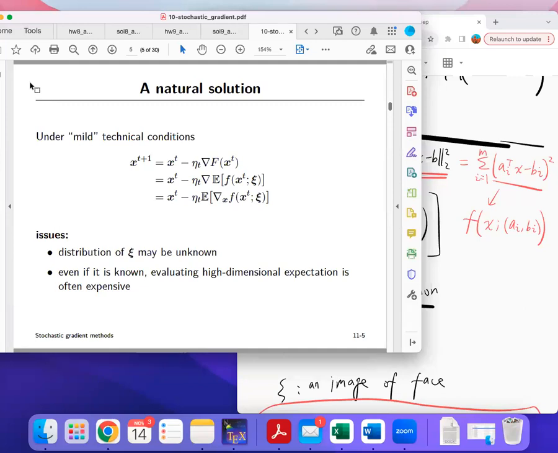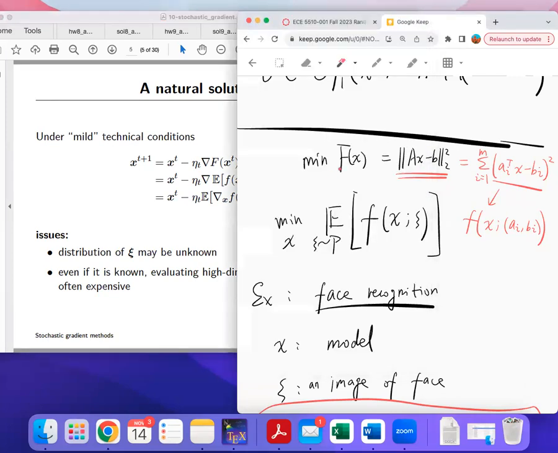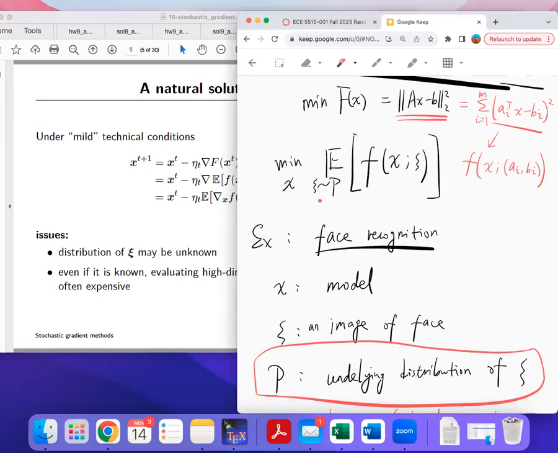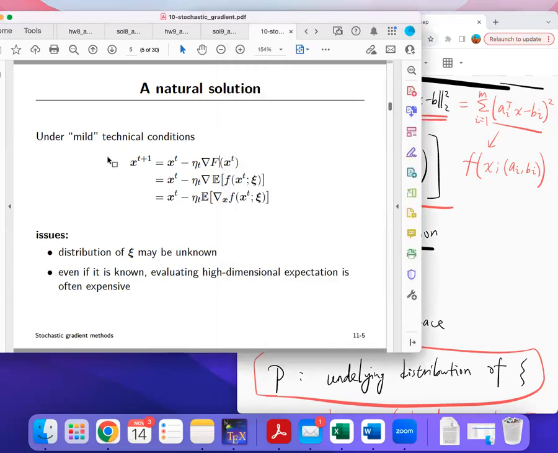Now, a very simple solution is gradient descent. Right. So if f takes this form, I can consider doing gradient descent. And this is the gradient descent algorithm. Computing the gradient.